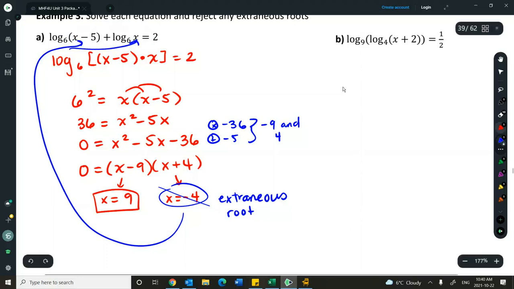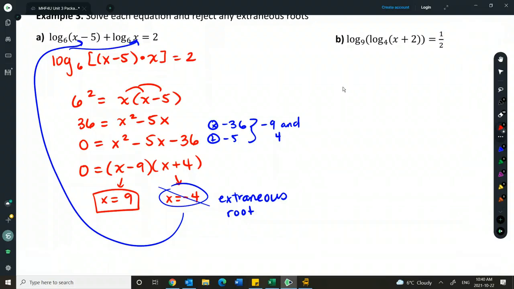So sums become products. Sums of two logarithms with the same base, we can write those in a single logarithm as a product. Clayton decided to distribute the x before switching into exponential form, which is totally fine, because we will have to expand anyways to get this set equal to 0. So you move the 36 over. You're looking for two things that multiply to 36 and add to 5, which were negative 9 and 4. That means that our x is 9 and negative 4. And you should have indicated that the negative 4 was an extraneous root, because when we sub it back into x and x minus 5, we're taking log base 6 of negative 9 and log base 6 of negative 4, and that's a problem. Okay?